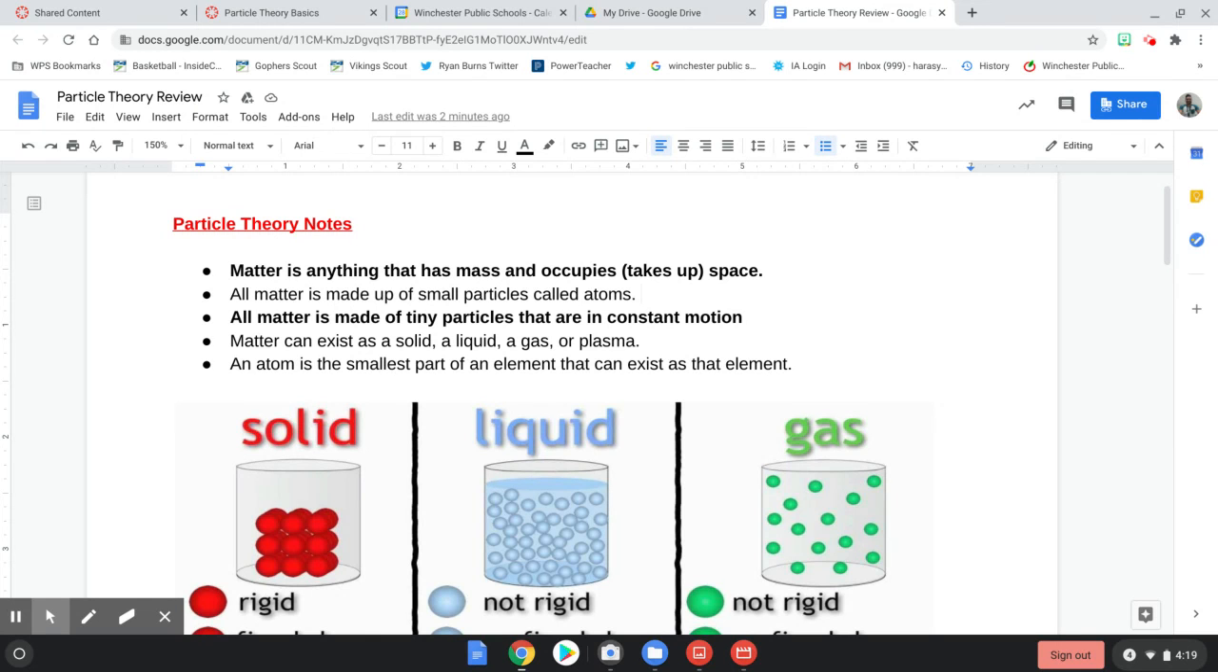And then the last point is that an atom is the smallest part of an element that can exist as that element. In other words, picture some matter and you cut it in half, and then you take half of that and cut it in half again, and repeat that over and over again. There's going to be a point where you can't cut it in half anymore without it becoming something different. So the atom is that point where you can't cut it apart anymore without it changing into something different. If we try to cut anything smaller than an atom in half, it's no longer going to be that thing. It's going to be something different.